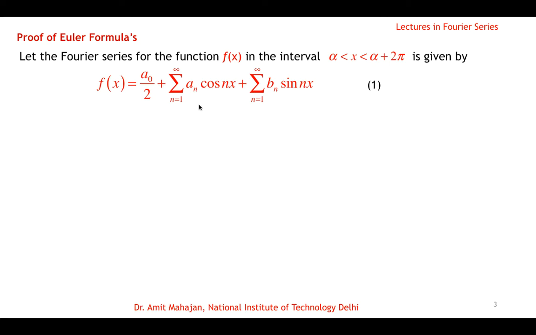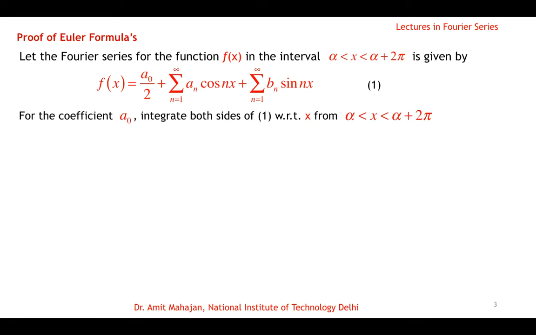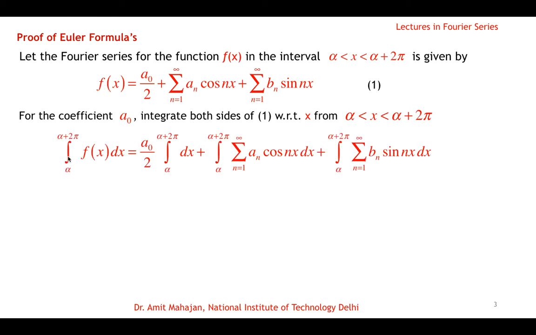Now to calculate the first coefficient a naught, we simply integrate both sides of this equation with respect to x over this interval, from alpha to alpha plus 2 pi. Then this is the integral of a sum, and it will be the same as the sum of integrals.